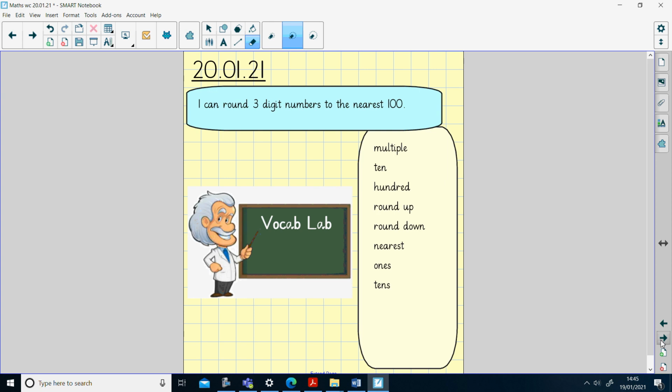Yesterday we were rounding 3-digit numbers to the nearest 10, so it's really similar today, but we're going to be looking at a different digit and we're going to be rounding to the nearest 100. We've got some vocab lab here which is really similar to yesterday. Multiple, we're thinking about multiples of 100 today. We're still rounding up and rounding down, and it's going to be the tens number that we look at today, the tens digit.